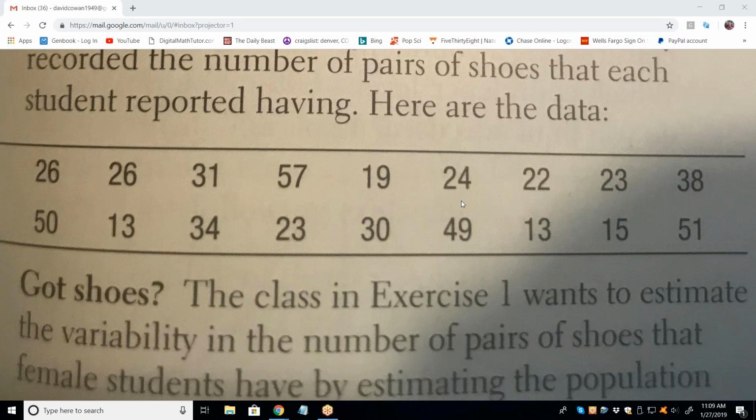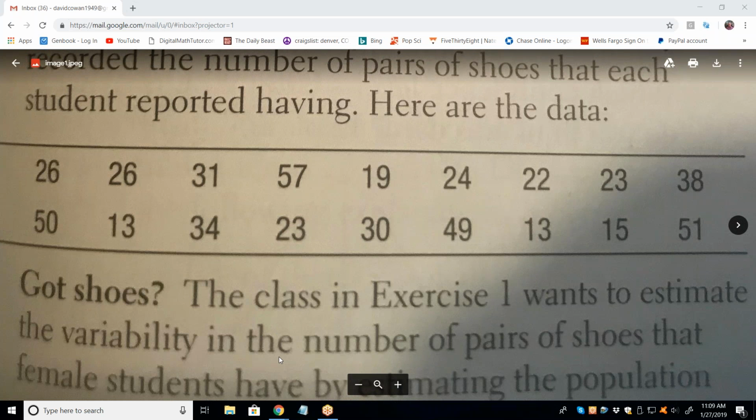Okay, good. Let's just look at this first question. What are they asking for? How many pairs on average? They're really asking for standard deviation. Okay. They want to estimate the variability. Well, the variability in the number of pairs is a measurement of the spread of the numbers.